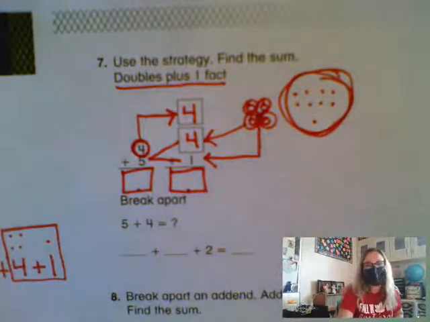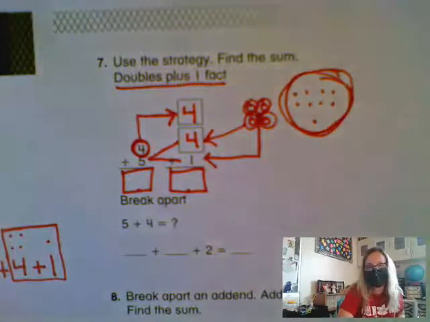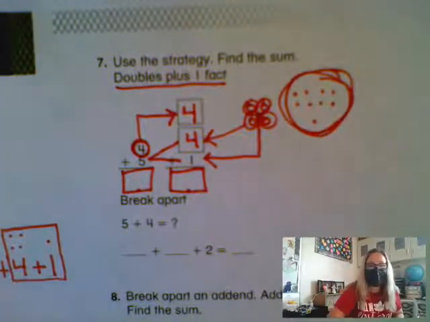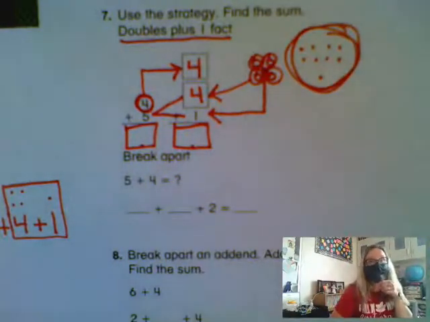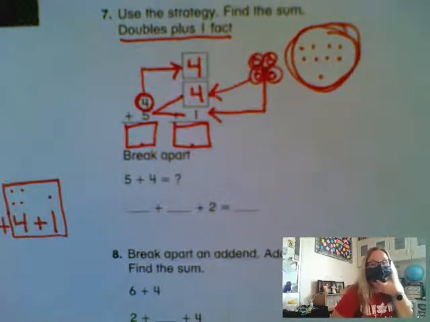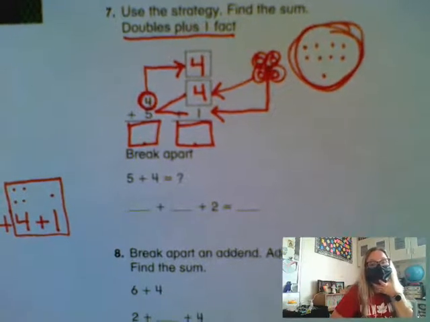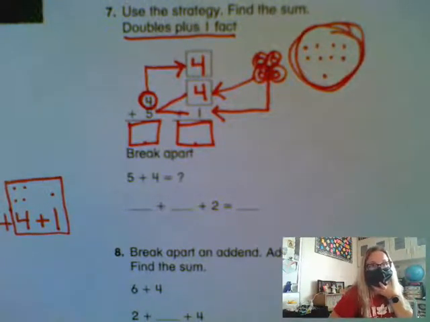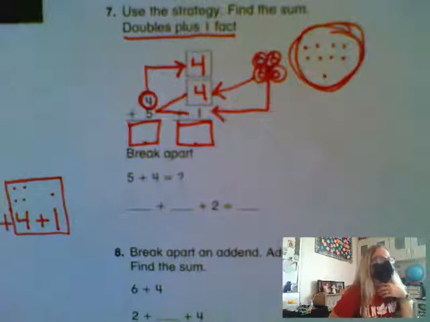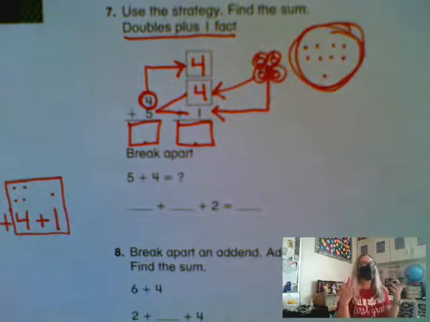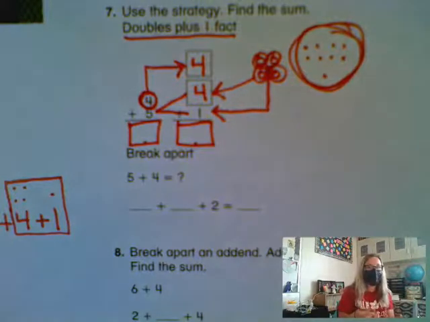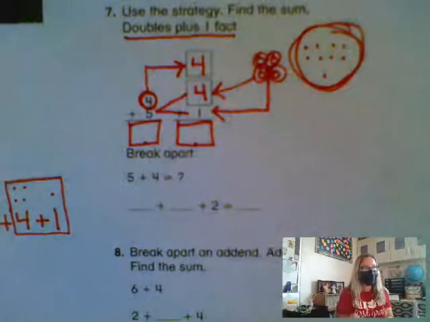Go ahead and fill in your numbers, and then we'll move on. All right, moving down to this problem. Now they want us to use the break apart strategy, okay? So if we're using the break apart strategy, we're going to take one of our numbers and break it into doubles, and then we'll be able to figure out our answer, okay?